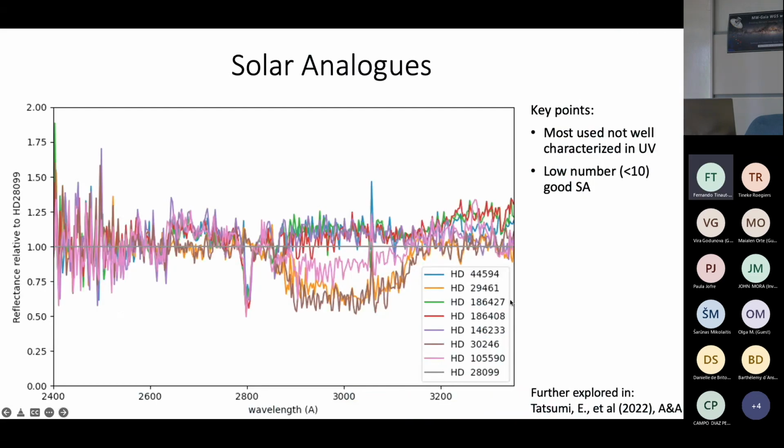Here we have another problem, and that is that not all the solar analogs are well characterized in the ultraviolet, as the main catalogs in asteroids use the visible wavelengths. They are very well characterized in visible wavelengths, but they don't work below 0.4 microns. So we have a paper that is proposed to be published in Astronomy and Astrophysics, where we explore how bad the results are if you don't take the proper solar analogs.